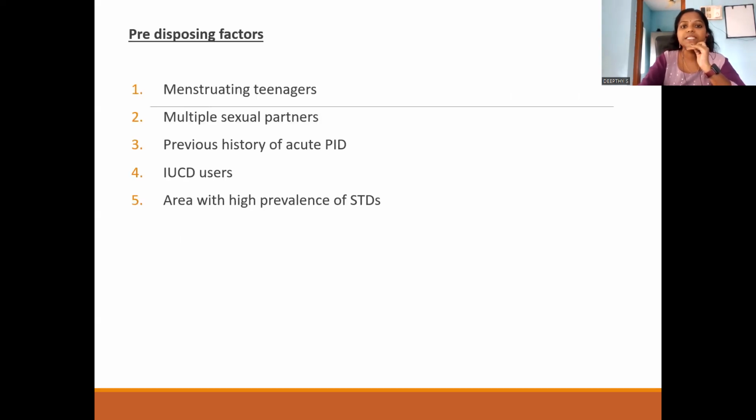But then what are the predisposing factors of this PID? Menstruating teenagers, then multiple sexual partners. They may get infected, and inflammation of the upper genital tract happens. Then a previous history of acute PID, then IUCD users, intrauterine contraceptive devices. Then in an area where there is a prevalence of STDs, many cases of this PID may be seen.